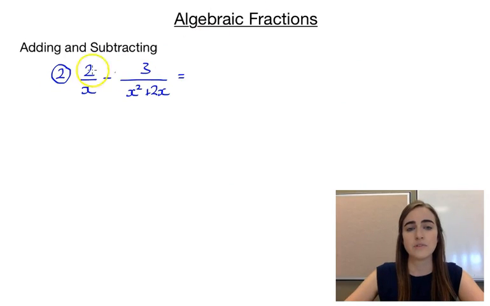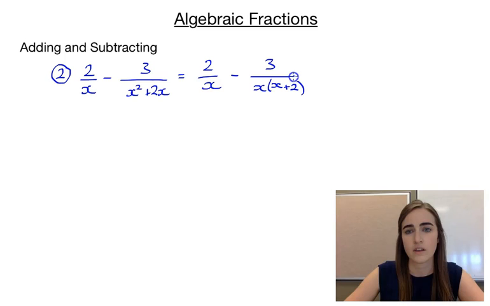Our second example is 2 over x minus 3 over x squared plus 2x. So the first thing we want to do is factorize this denominator to make it look a little bit nicer. So we're going to have 2 over x minus 3 over, and we can pull out that common factor of x outside of x plus 2. All right, so now we can look at our denominators, and we need to find the lowest common multiple.